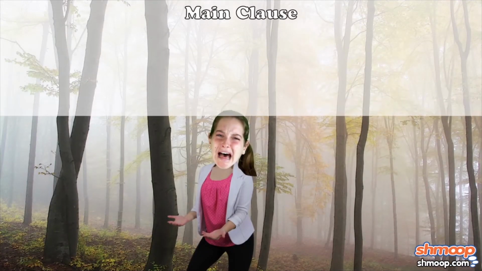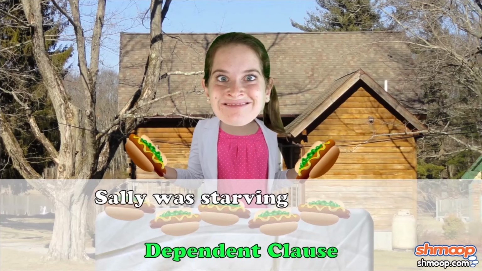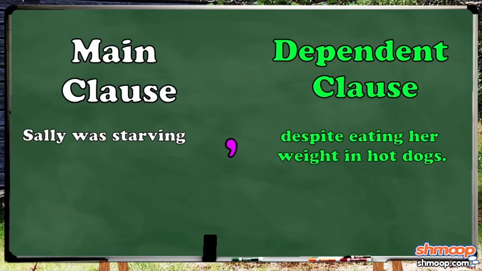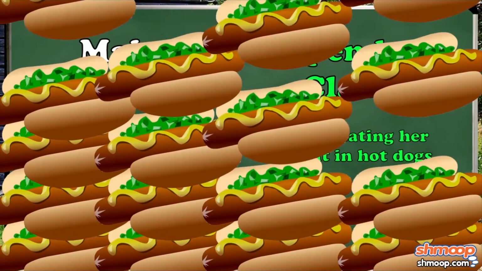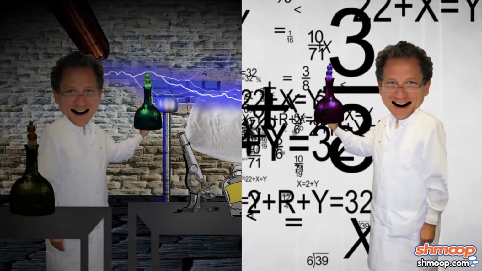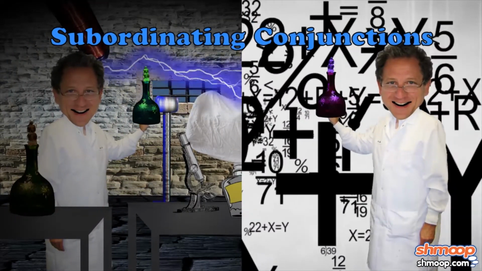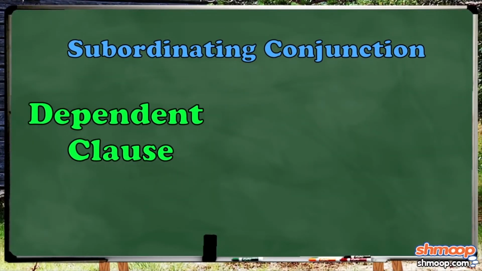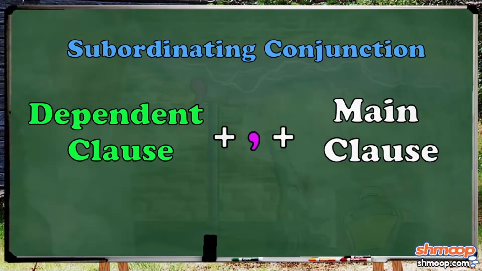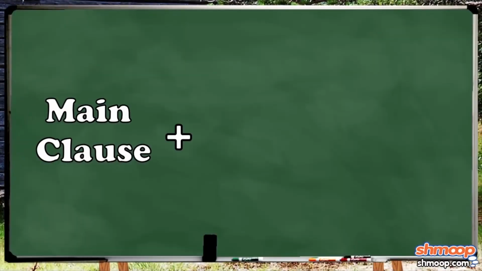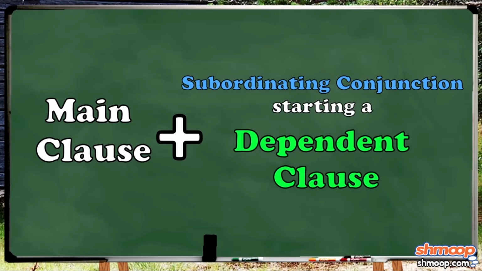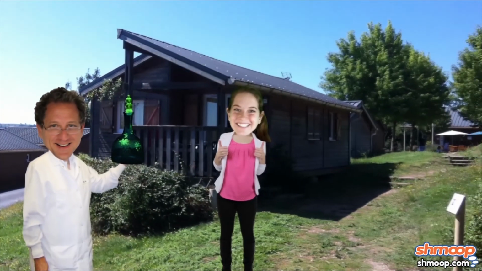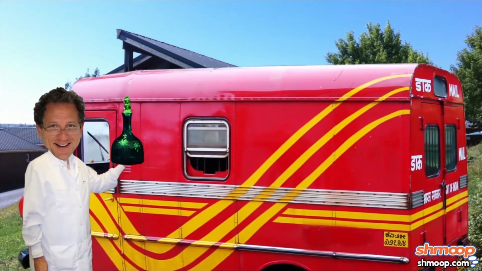What if we had the main clause, Sally was starving, and the dependent clause, despite eating her weight in hot dogs? Well, we'd need a comma to separate these two clauses because how could anyone be hungry after consuming 120 pounds of Franks? So we have two formulas to remember here for sentences involving subordinating conjunctions. We can use the formula subordinating conjunction starting a dependent clause plus comma plus main clause. If we want to ditch the comma, we can use main clause plus a subordinating conjunction starting a dependent clause instead. Not that either of these formulas matter to Sally, who will have some great stories to tell her folks when she gets home.